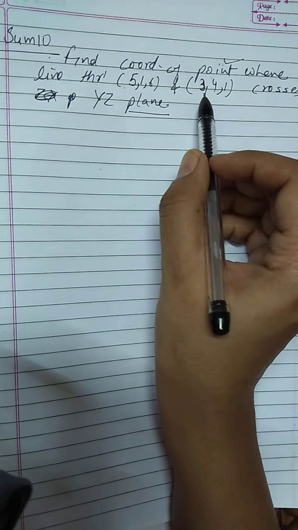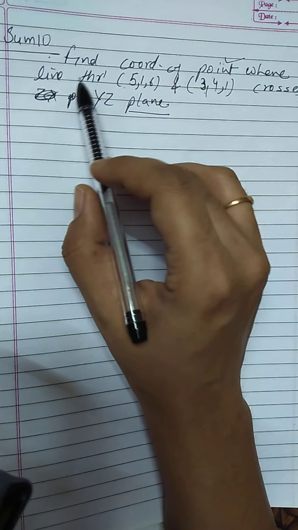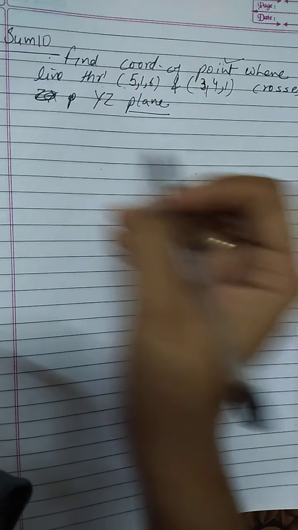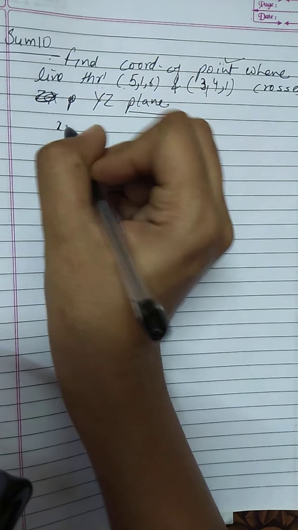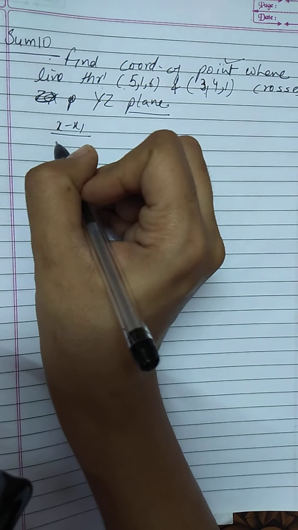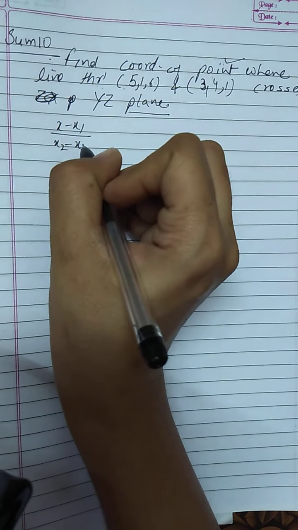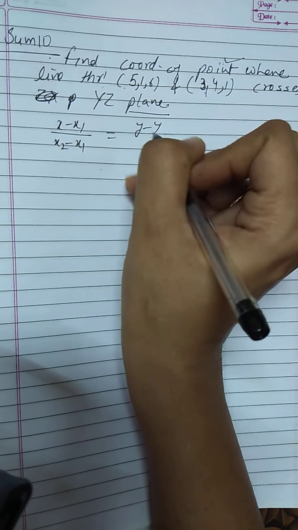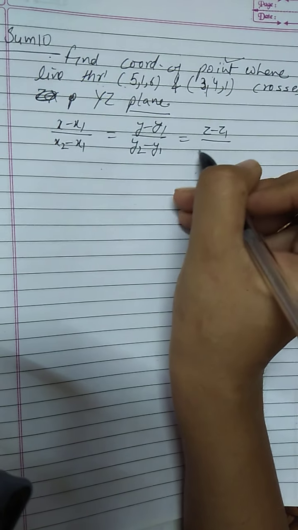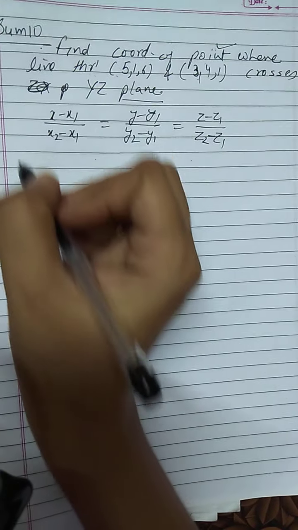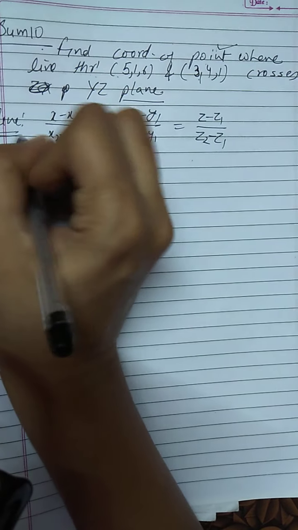Okay. Now 2 points are given. We have to first write down the equation of the line passing through 2 points. If you remember, the Cartesian equation of a line passing through 2 points is (x minus x1) upon (x2 minus x1) equals (y minus y1) upon (y2 minus y1) equals (z minus z1) upon (z2 minus z1). So this is the line passing through 2 points.